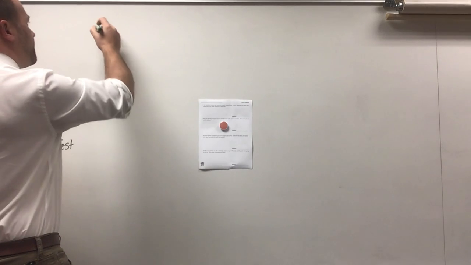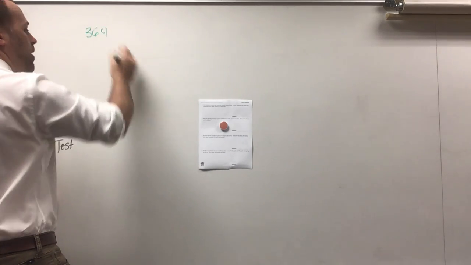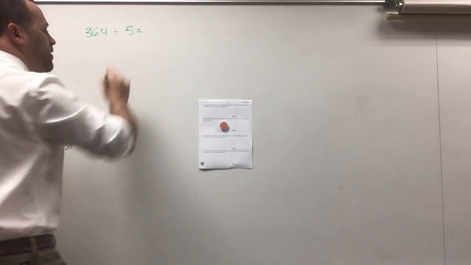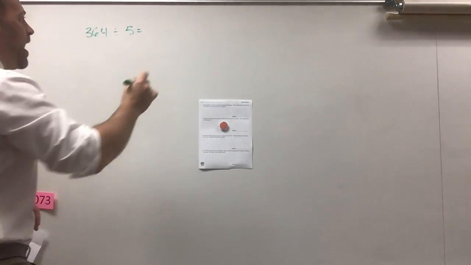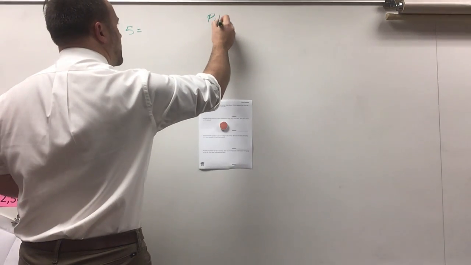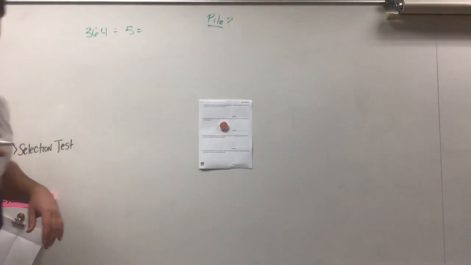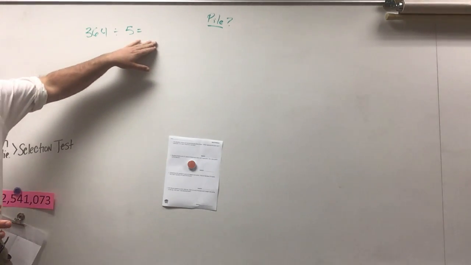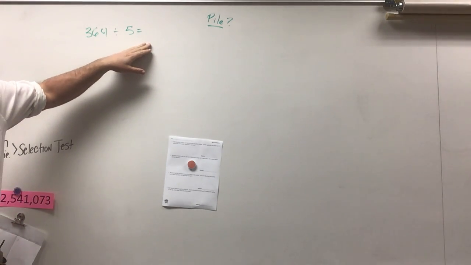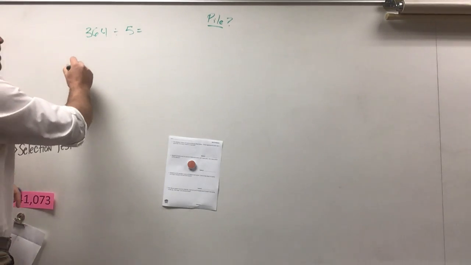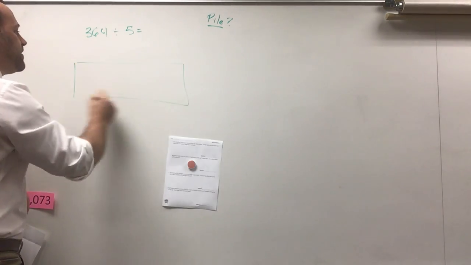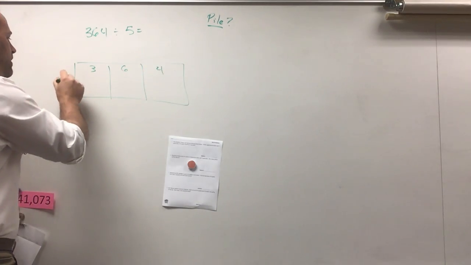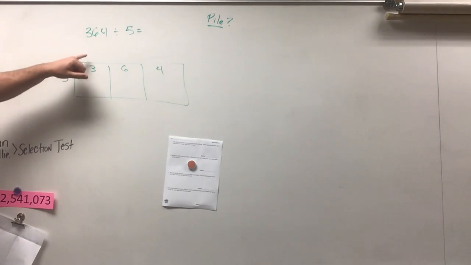So it was 364 library books, right? And we put them into 5 equal piles. And they asked, how many are going to be in each pile? All right, so let's divide it. By the way, you've got to show me how you do it. So you've got to make some boxes. How many boxes? Well, 3 digits, 3 boxes.